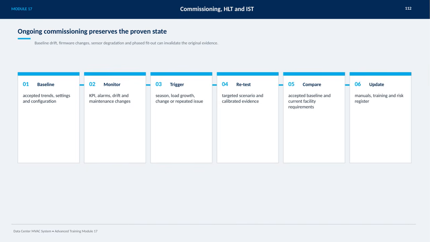When specific triggers occur, such as seasonal shifts, load growth, or repeated issues, we conduct targeted retests to gather calibrated evidence. This process allows us to compare the current state with the accepted baseline and facility requirements. Finally, the resulting updates to manuals, training, and the risk register ensure the system remains reliable and well documented.